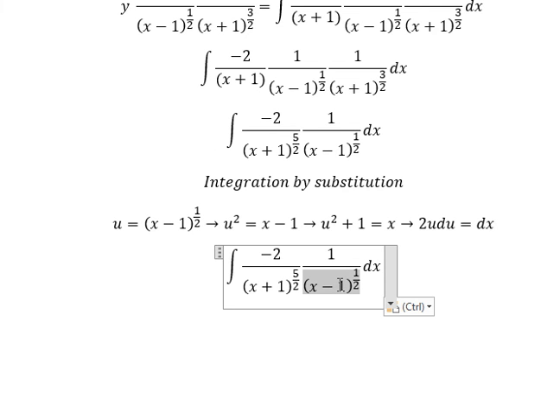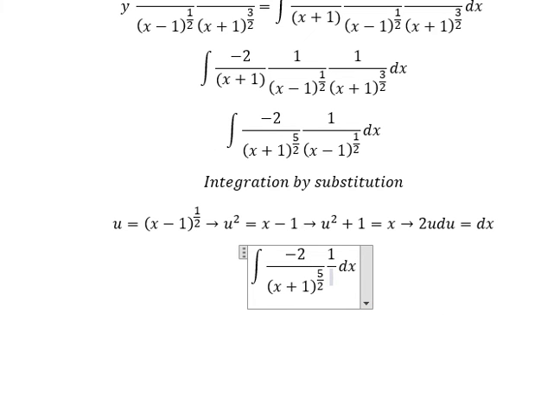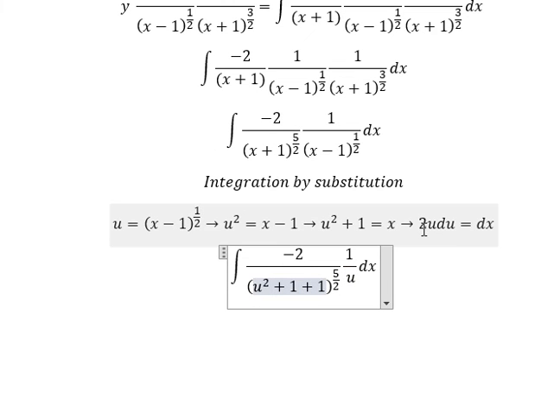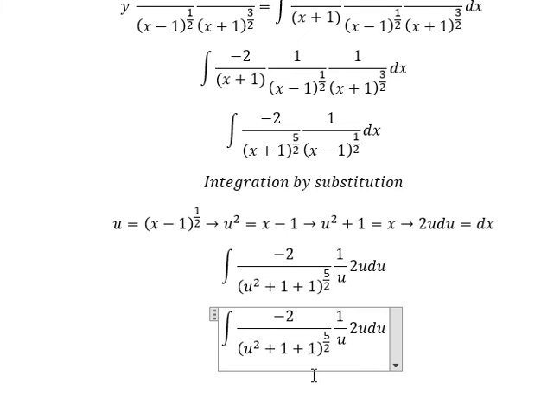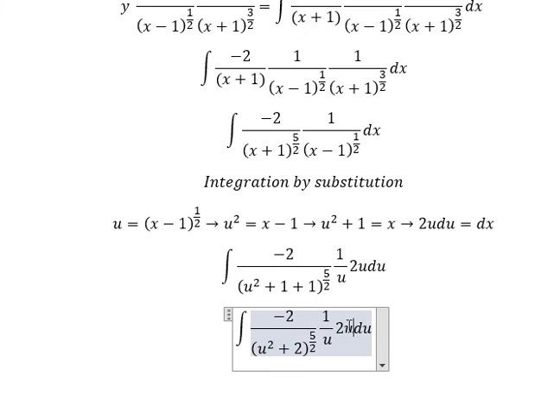So this one we change by u. S we change by u square plus 1. Dx we change by this one. This one we have number 2. U and u we cancel. Number 2 with number 2, we have negative number 4.